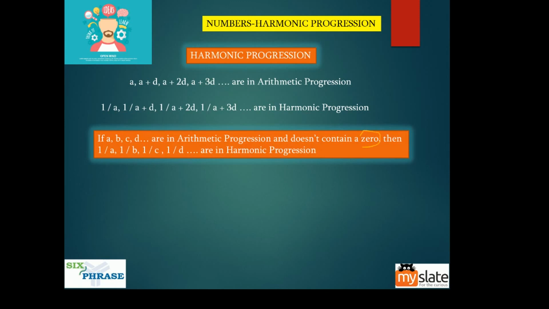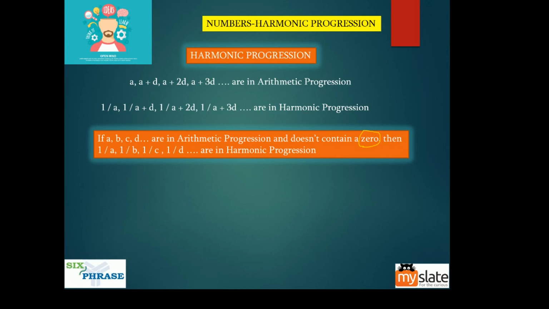It is not defined. If you invert 0, it is 1 by 0, right? Any number you divide by 0, what do you get? You get an undefined number. People say infinity. It is not infinity. It is undefined. Undefined means they don't know what 1 by 0 is. So you should not have a 0 in your arithmetic progression. If you don't have a 0, then you can say the reciprocals 1 by A, 1 by B, 1 by C, 1 by D are in harmonic progression.